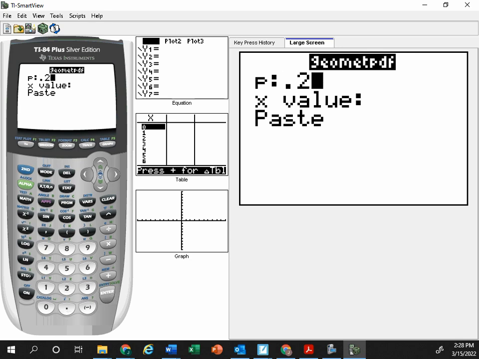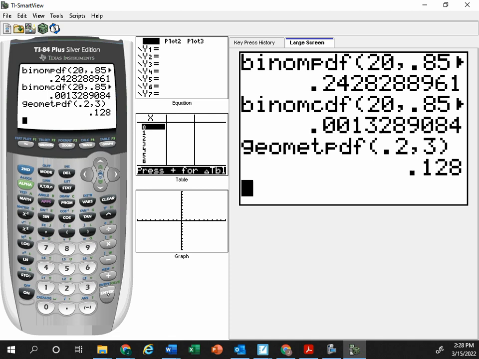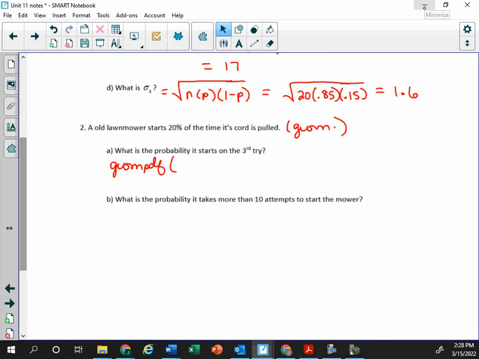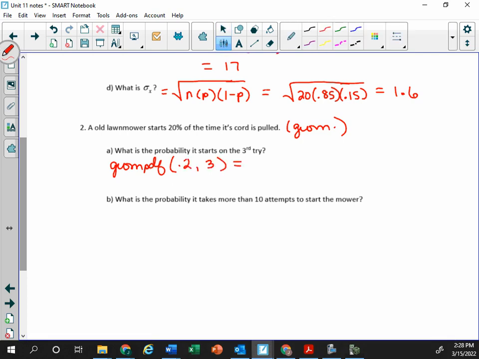0.2. Yep. And we want to know the probability that it starts on the third try. So what do you think my X value is? 3. Don't make this harder than it is. Calculate it. Are you getting 0.128? No? Okay. That was 0.128.